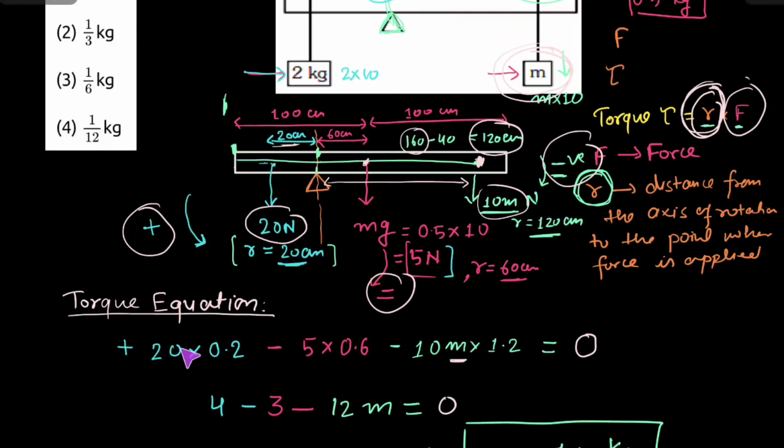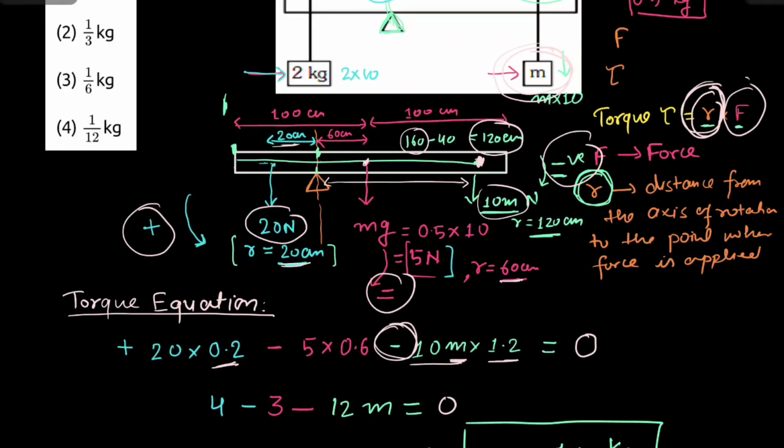So in the torque equation, the torque due to this 20 Newton force would be 20 into R, which is 20 centimeter equals 0.2 meter. It would be in positive sign. The torque due to the 5 Newton force would be 5 into 60 centimeter equals 0.6 meter, and the sign would be negative because it is in the clockwise direction. Similarly, using the torque formula for this 10 M force, the torque would be 10 M into 1.2 meter. The direction would be clockwise, so this sign would be negative.